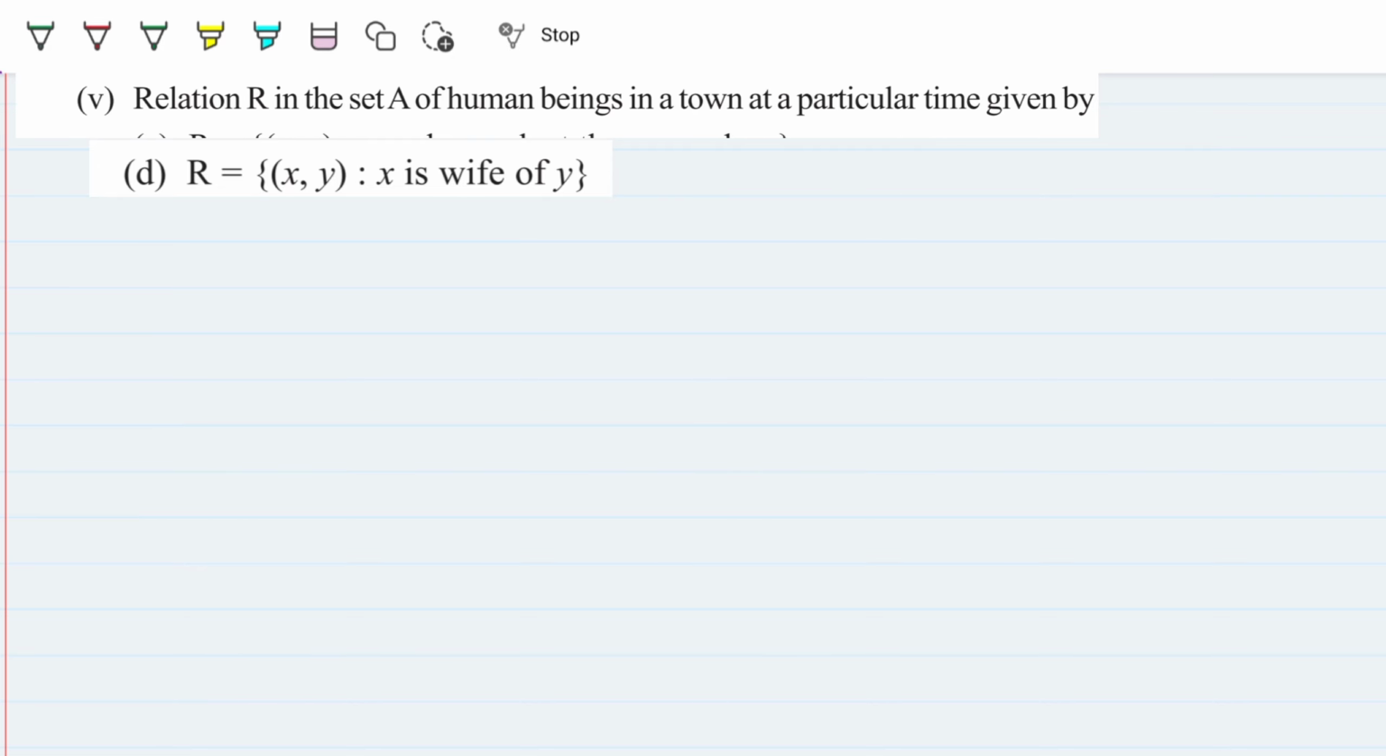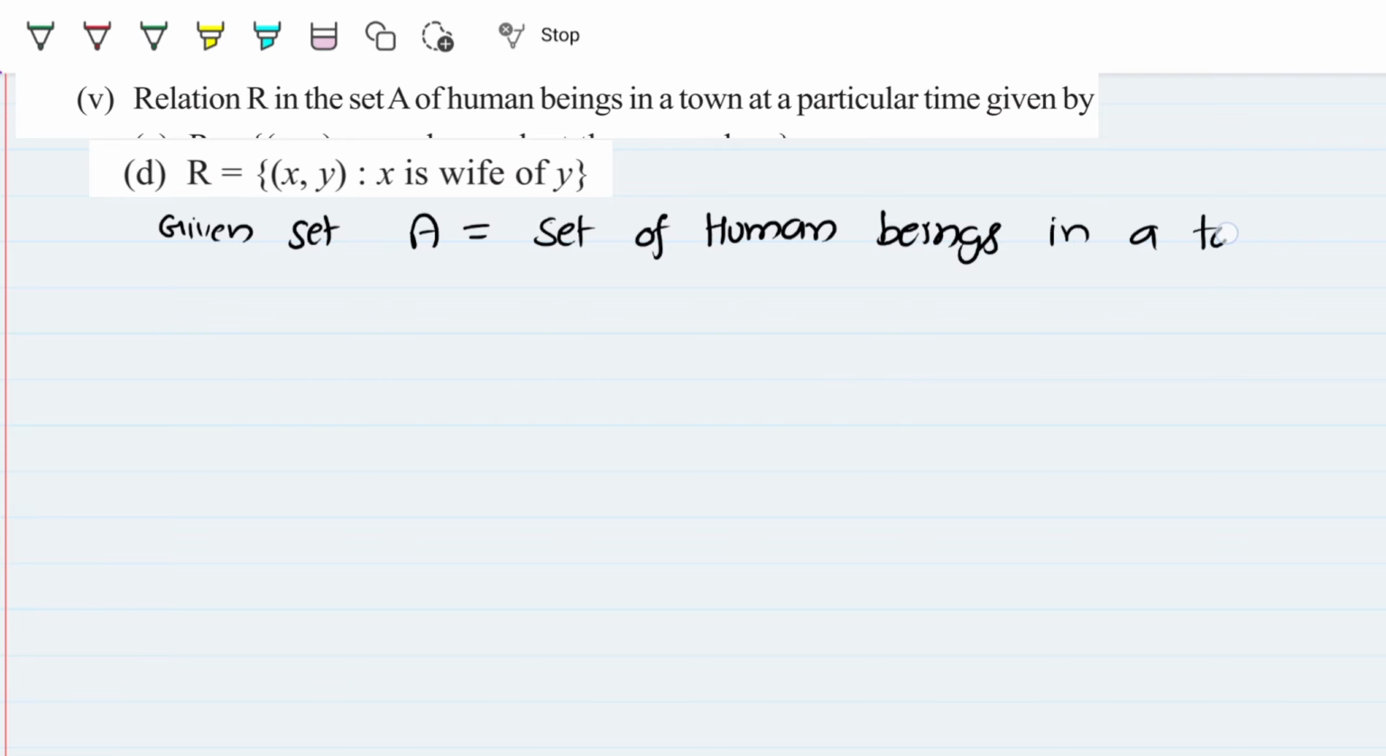Hello students, see this problem, exercise 1.1, problem number 1, and part 5. We are solving this part. So here you can see the given set. In the relation, your given set is very important. You can see in the question the given set, let's say A, is the set of human beings in a town at some particular time. This is your given set.